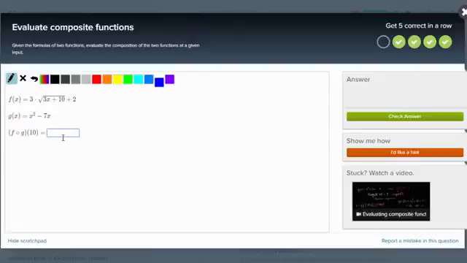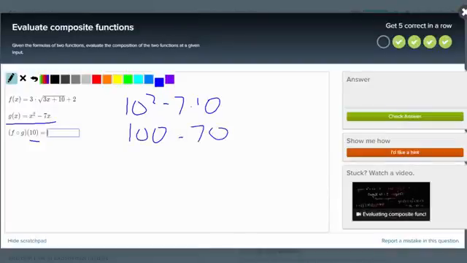f of g of 10. We're going to put 10 in for g first. So I have 10 squared minus 7 times 10. 10 squared is 100. 7 times 10 is 70. 100 minus 70 is 30. Then we're going to take that and we're going to put it into f.